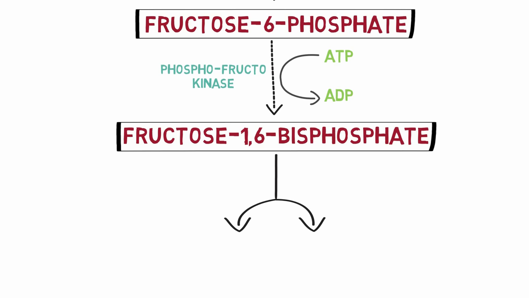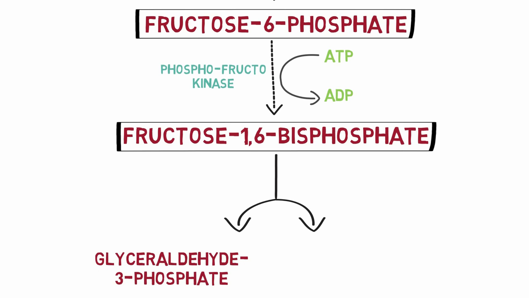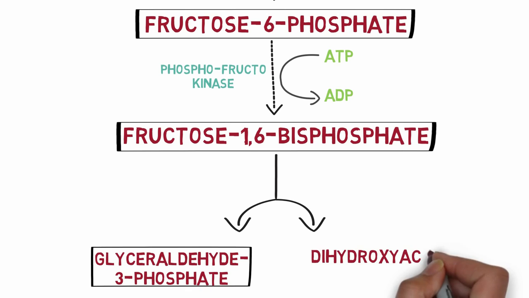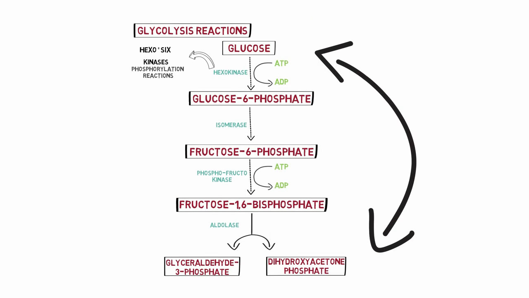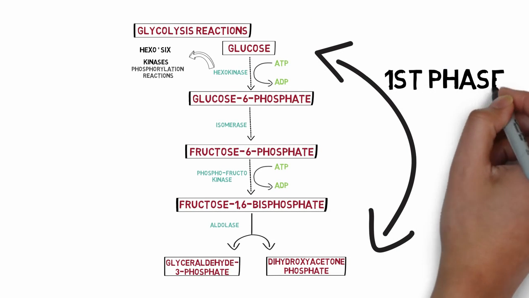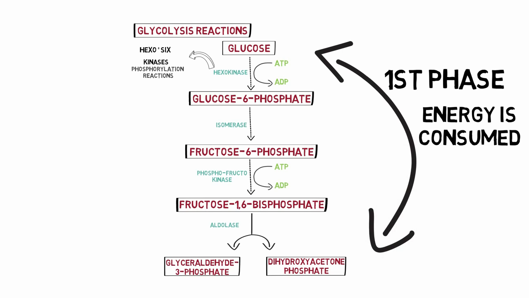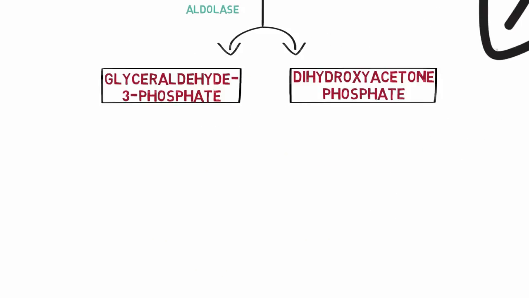Next, the fructose 1,6-bisphosphate is split into 2 molecules, glyceraldehyde 3-phosphate and dihydroxyacetone phosphate. These are both 3-carbon compounds, and the enzyme that catalyzes this reaction is called aldolase. These reactions compose the first phase of glycolysis, and as you can see, energy is actually utilized in this process in the form of 2 ATPs.